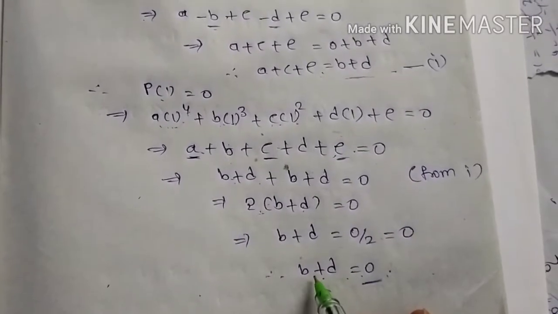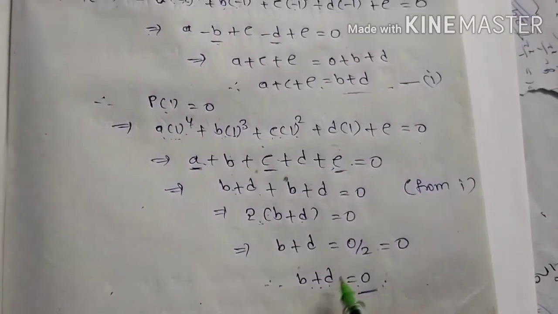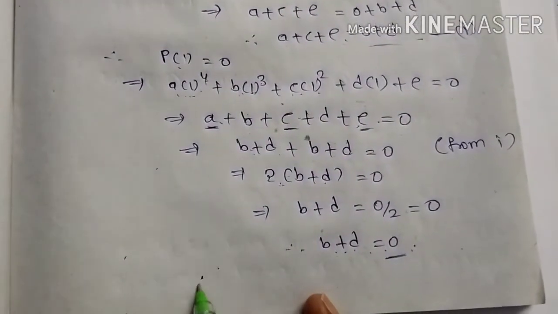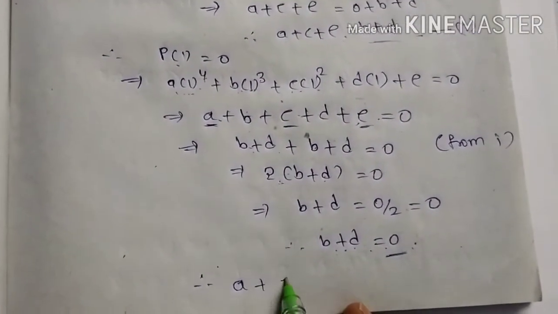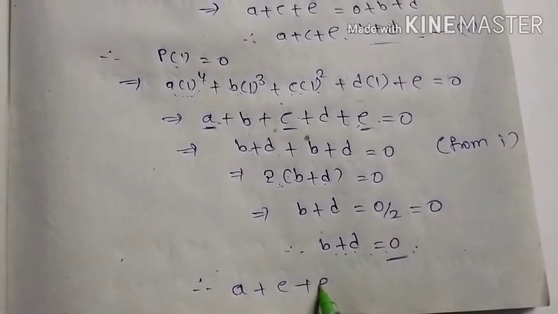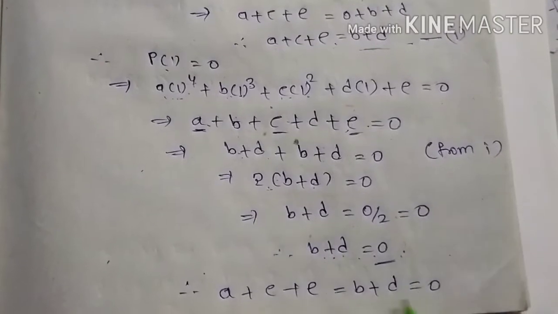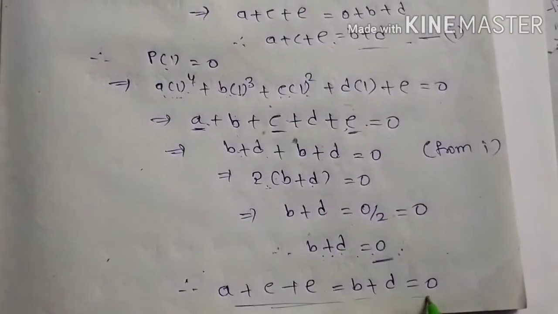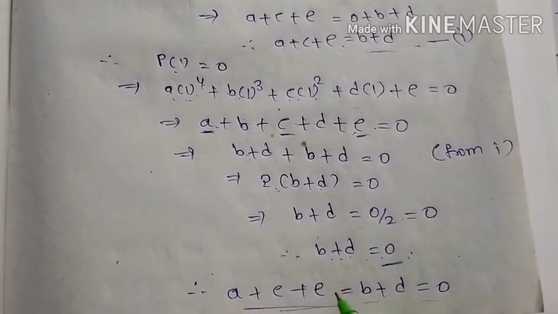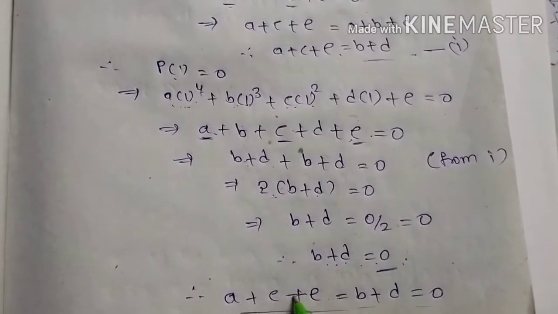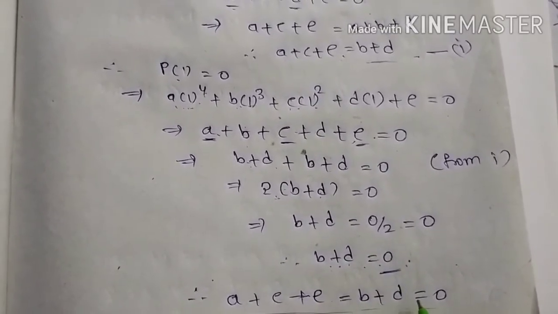But here you know, what do you mean by b plus d? b plus d is equal to a plus c, or not? Yes, you can. So you can write here a plus c plus e is equal to b plus d is equal to 0. I think our solution is completed. Why? Because they are asking just that you show that a plus c plus e is equal to b plus d is equal to 0.